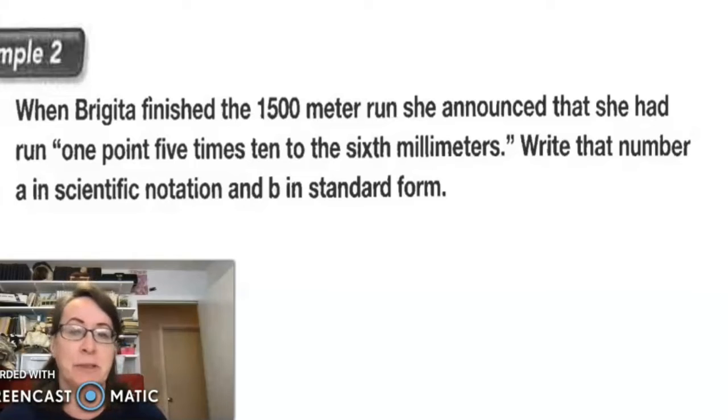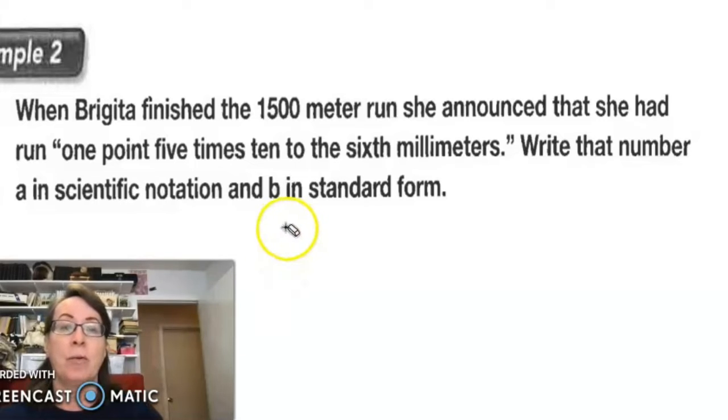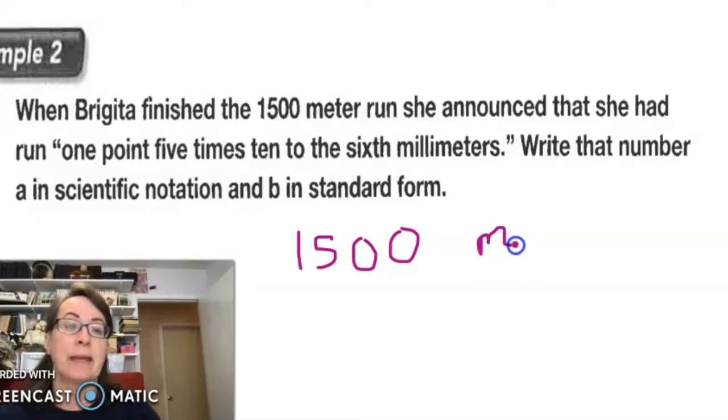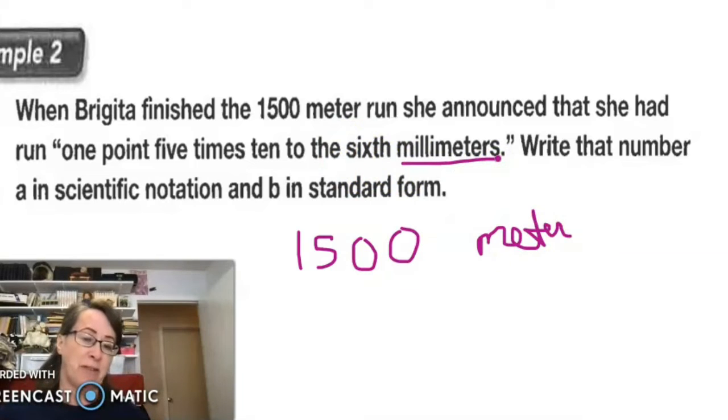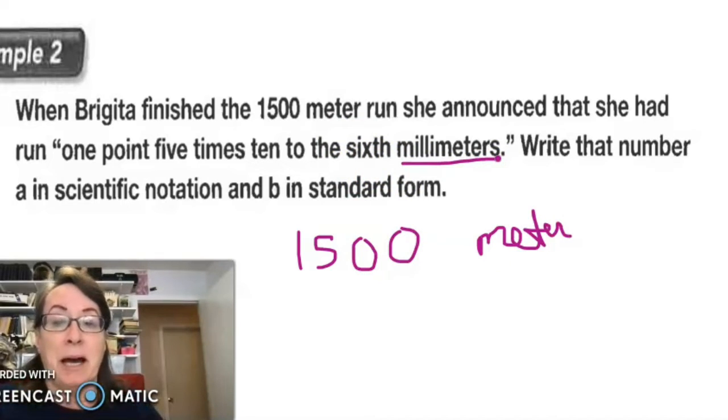Here we are with example number 2. When Brigitte finished the 1,500 meter run, she announced that she had run 1.5 times 10 to the 6 millimeters. Write that number in scientific notation and in standard form. So we had 1500 meters. Now notice we're not talking about meters, we're talking about millimeters. So first we have to think about what we mean by millimeters.